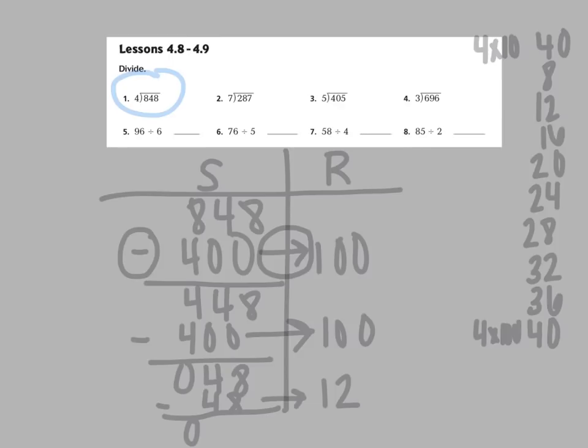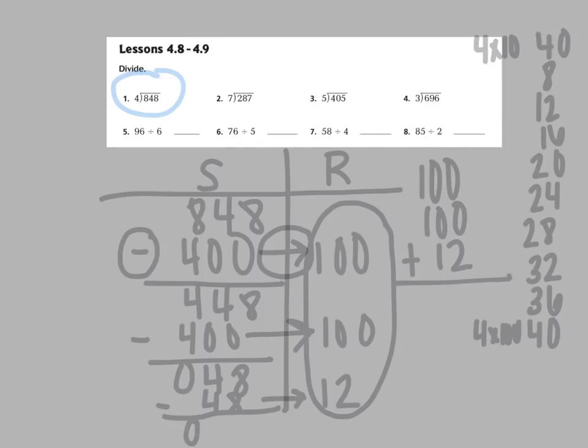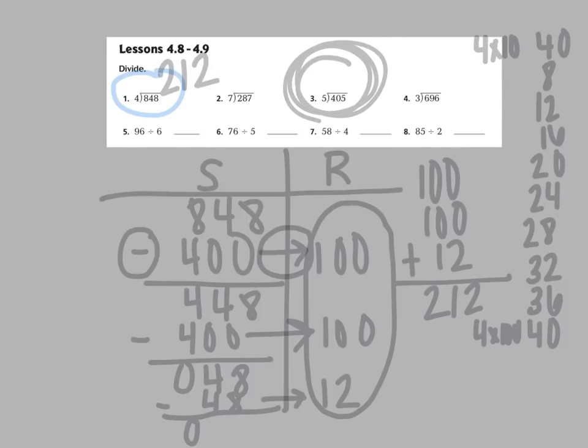And while I solved that, I realized that I forgot to put my 100 with my arrow, so I quickly did that as well. All right, the last thing that we need to do is add our recording numbers. 100 plus 100 plus 12 equals 212. All right, I want you to try number 3, 405 divided by 5 on your own.